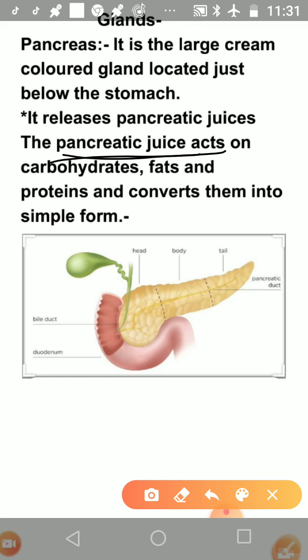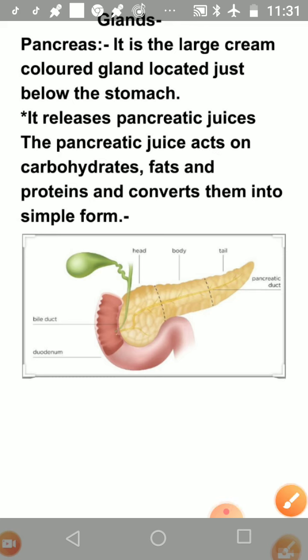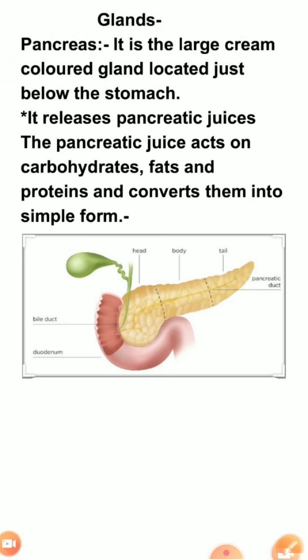Let us move to the next part: what is their digestion and what is their secretion. This pancreas is also an accessory gland, an associated gland. They are not part of the alimentary canal. They are called associate glands, and they help in digestion from the outside by pouring their secretion into the small intestine.